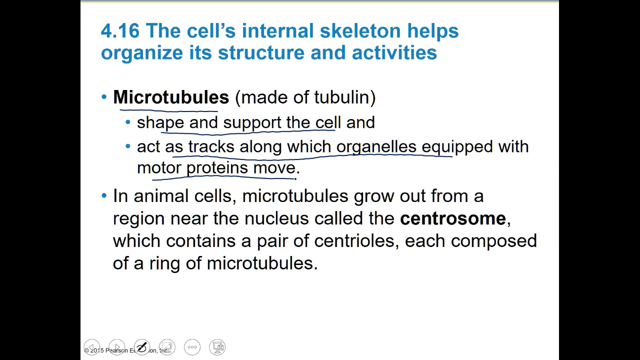Just messing with you. Alright, so in animal cells, microtubules grow out of a region called the centrosome of the nucleus. So again, this is only animals. So we'll see the centrosome and these pair of centrioles only in animal cells. So this is one of their key differences. And it's made out of these microtubules.